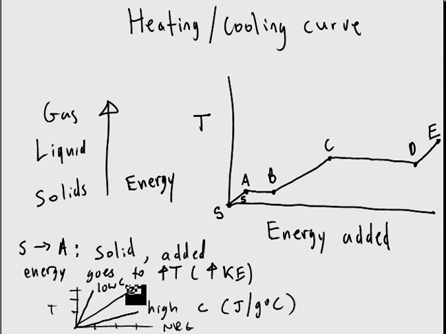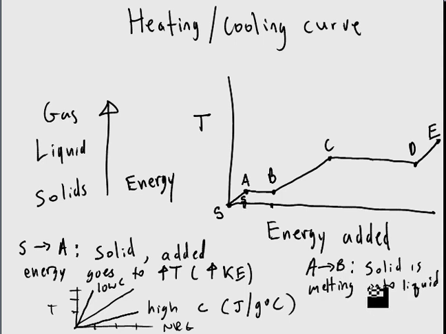The next part is kind of weird, and that's from A to B. From A to B, we're still adding energy. Notice that. We're still adding a good amount of energy, but the temperature is not increasing. So at this point, the solid is starting to melt into liquid. And the energy that we add is not increasing the temperature, so it's not increasing the kinetic energy. So the energy must be going to the potential energy.